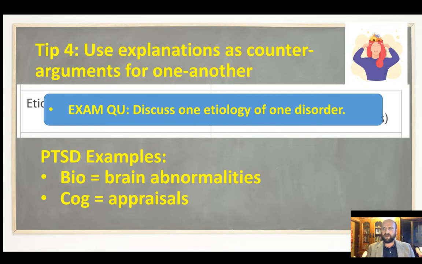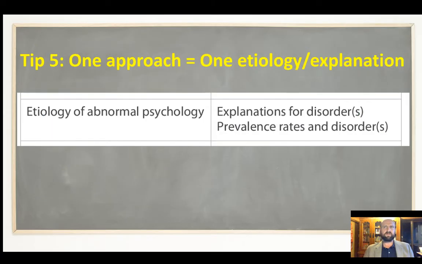You know that anything like a psychological disorder is not explained from one approach. We have to consider multiple approaches, and that's exactly what we want you to be able to do in your exams. Now, here's another important tip. 1 approach is 1 etiology or explanation, and this is really important to think about because your questions in the exam might ask you, for example, evaluate 1 explanation for a disorder.